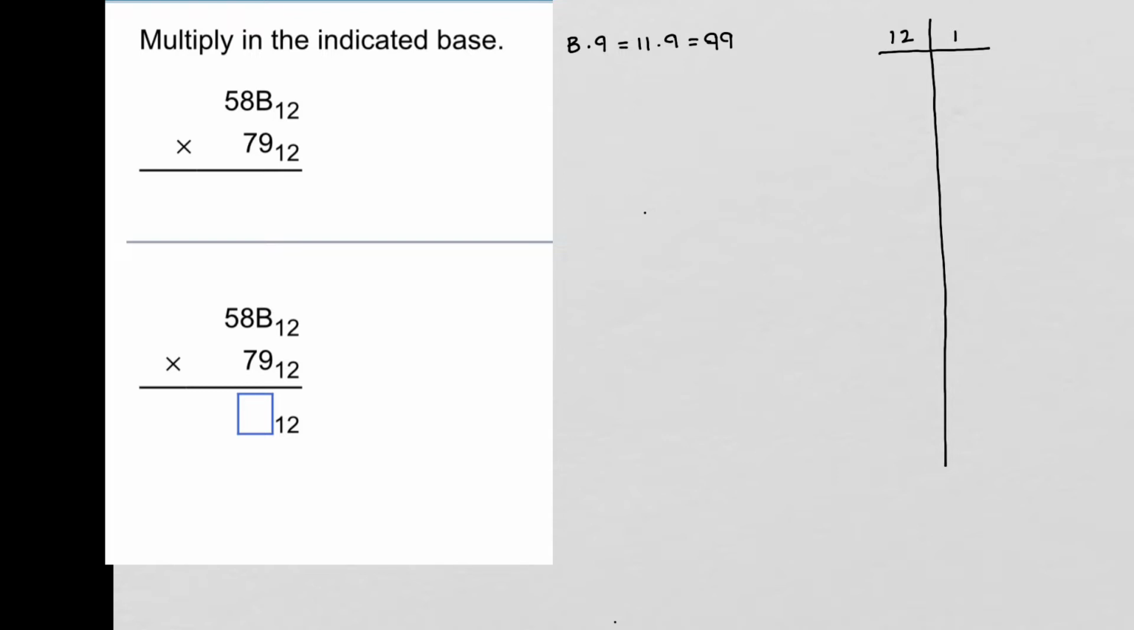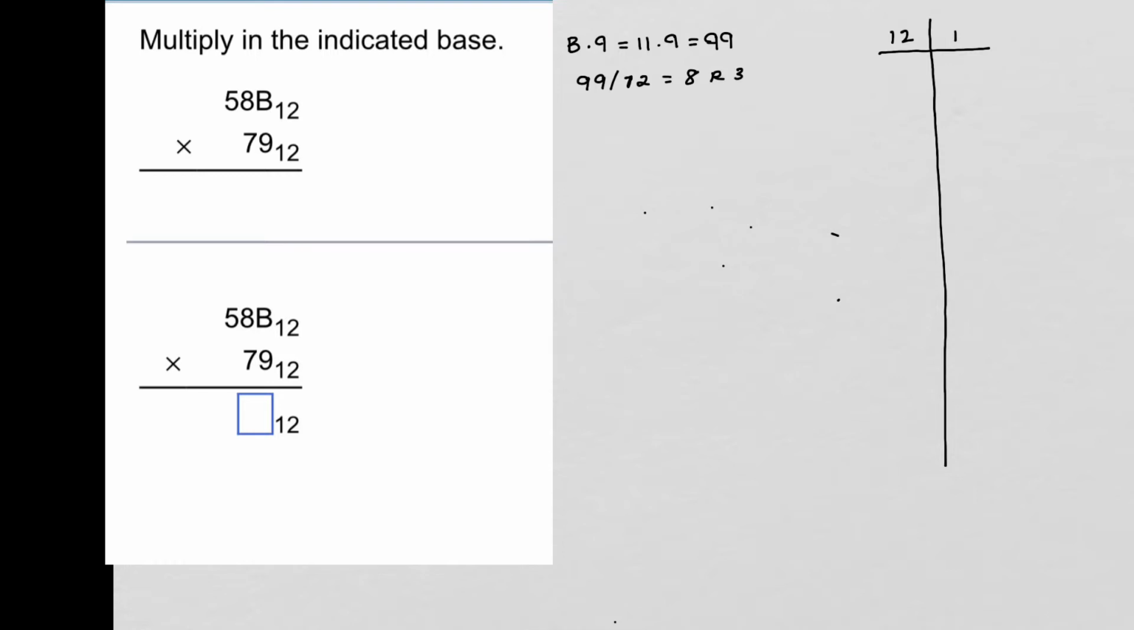So what I'm going to do is divide 99 by 12 to find out how many groups of 12 are there in 99. So if I take 99 divided by 12, then I get 8. And 8 times 12 is 96. So that means that there's 3 left over.